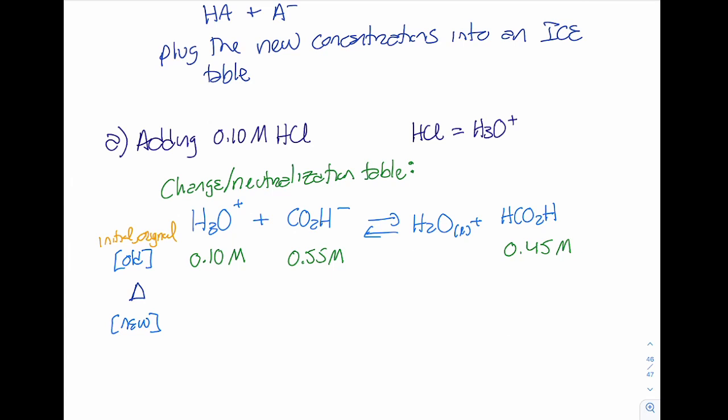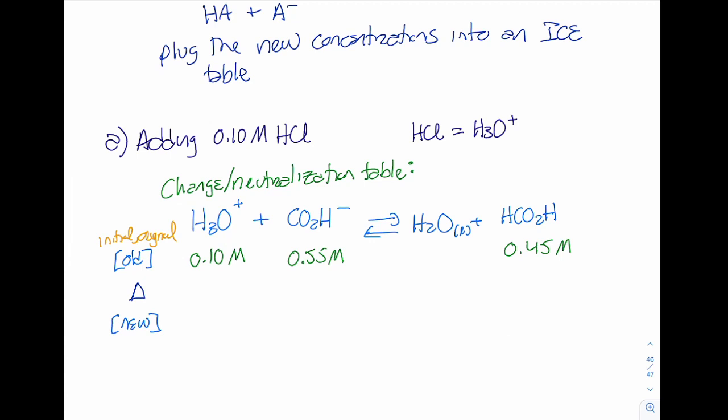Remember, you can never lose more than you have. If I only start out with 0.1 molar, I can't lose 0.55. But if I start out with 0.55, I can lose 0.1, right? You can never lose more than you have. So I'm going to take the one that I have less of. I'm going to subtract that from both reactants, because we always lose from the reactant side, and then I'm going to add that to the product side.